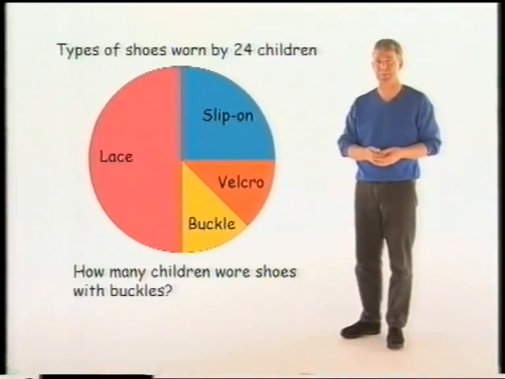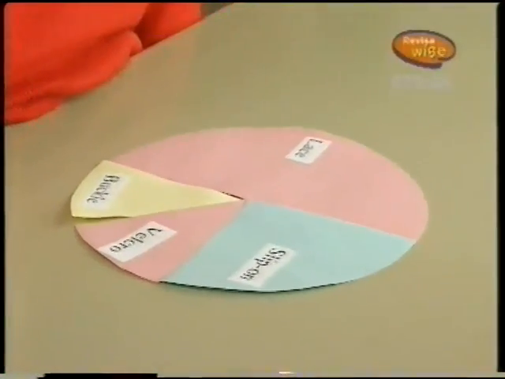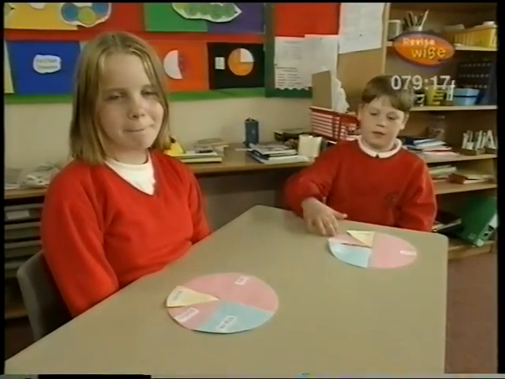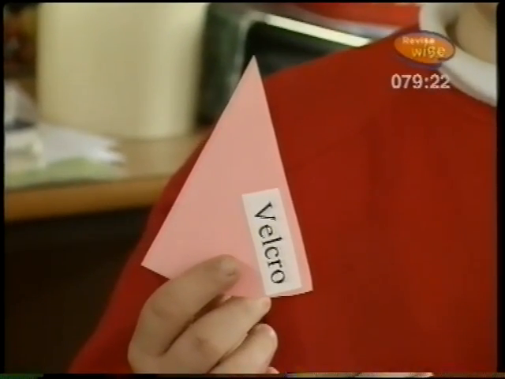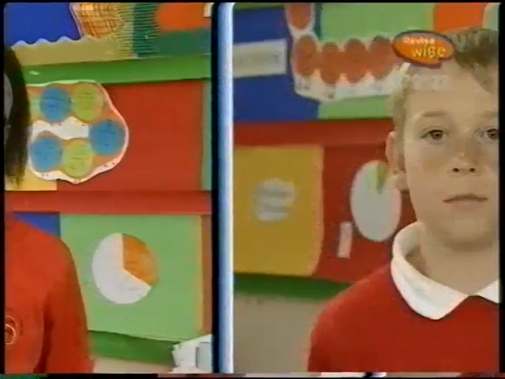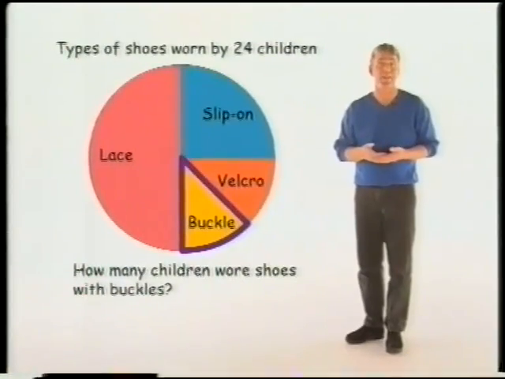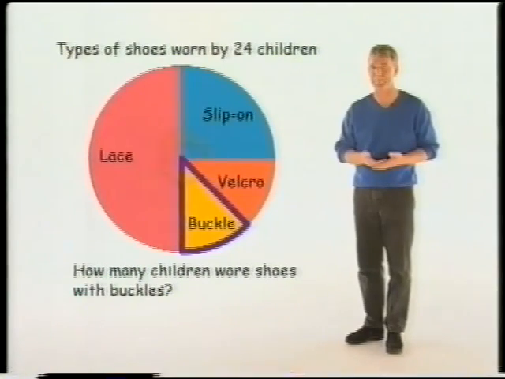Here's the maths team with some tips. This kind of chart is known as a pie chart because it looks like a pie cut into slices. The size of each slice represents how many children wear each type of shoe. Find out what fraction of the pie represents children with buckles. Then work out this fraction of the 24 children. What's your answer?